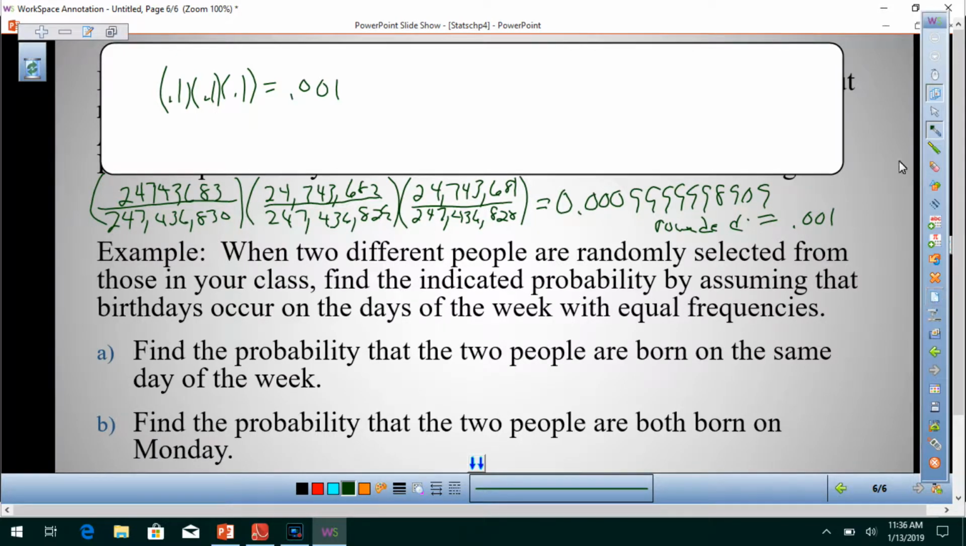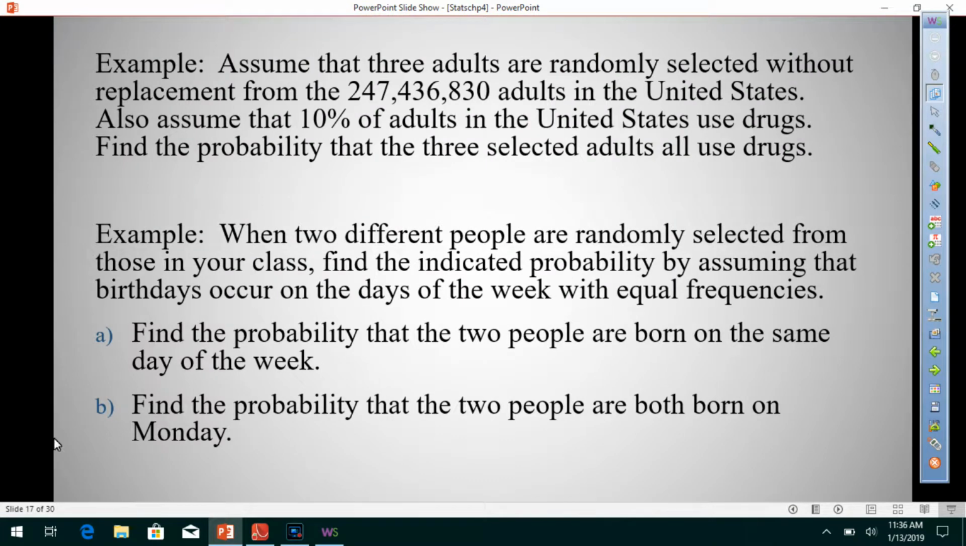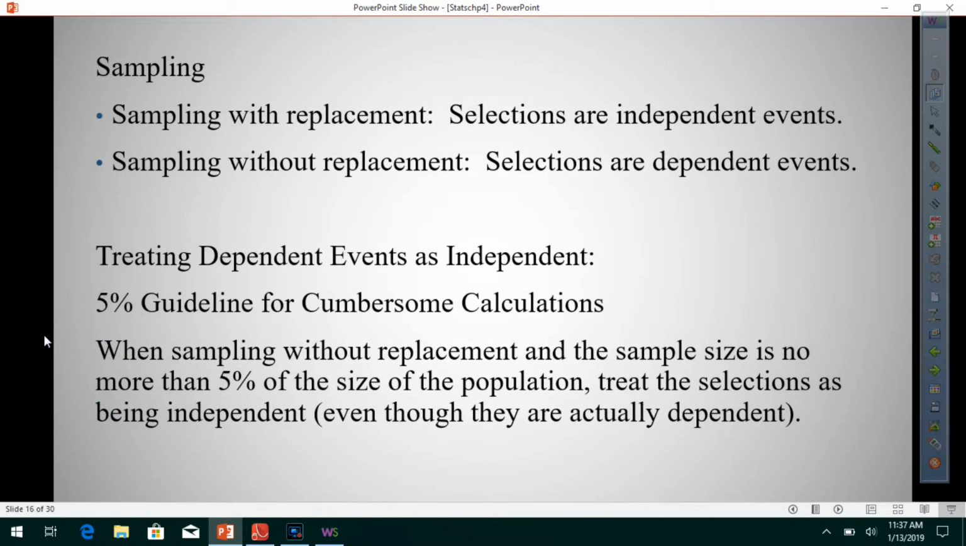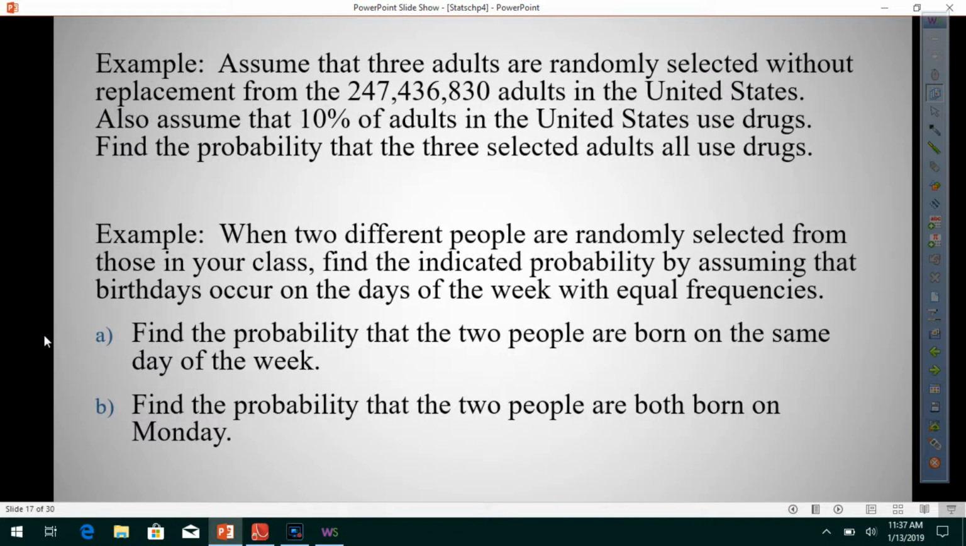So we follow this guideline, because 3 is not too bad, but what if you had to do 1,000 of them? Wouldn't that be kind of, well, painful? Okay, I would be willing to bet most of you wouldn't do it.